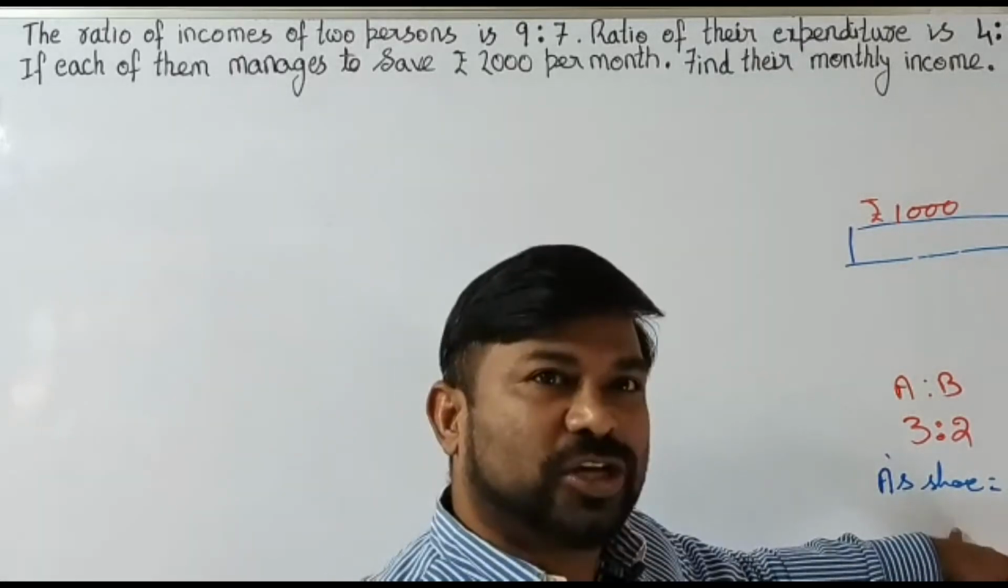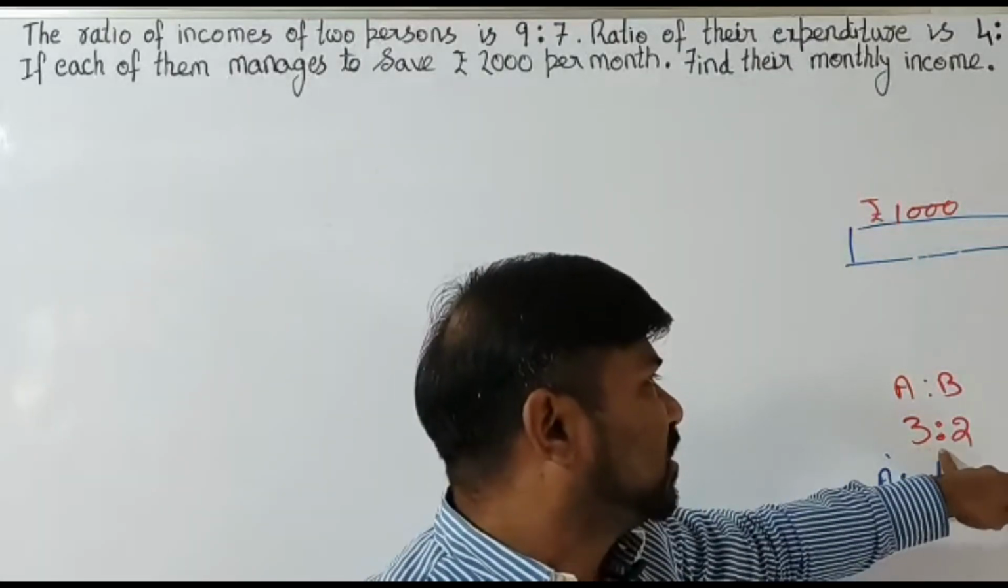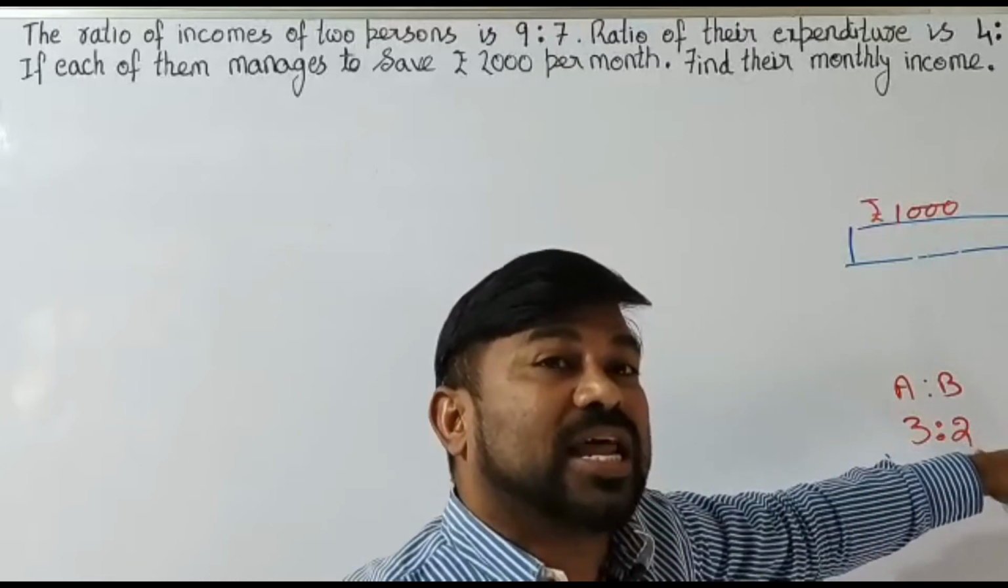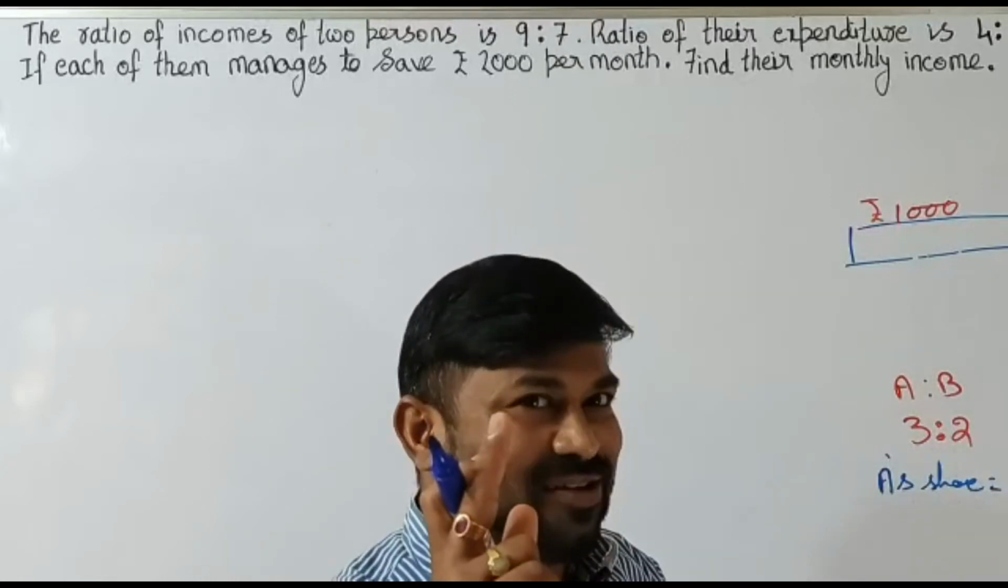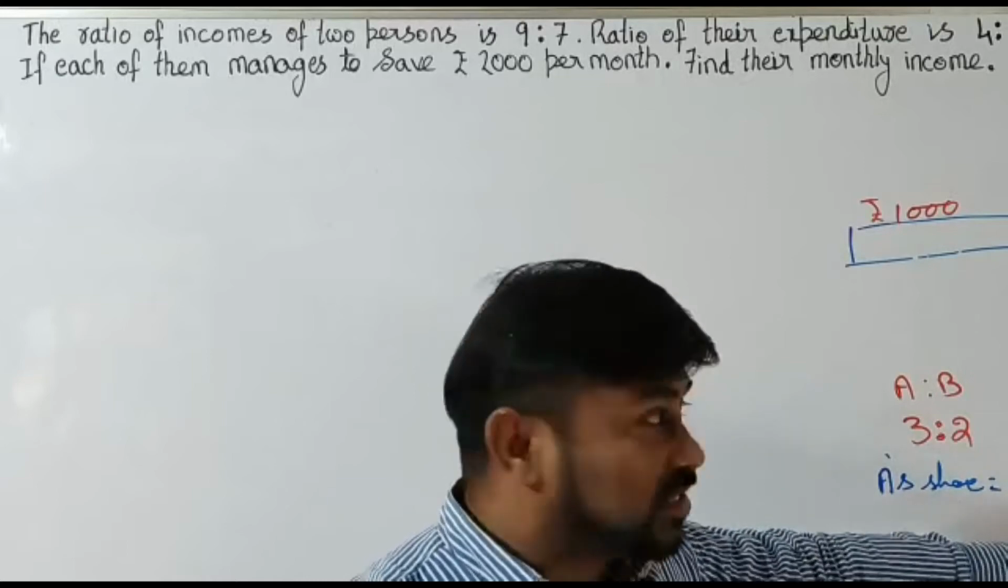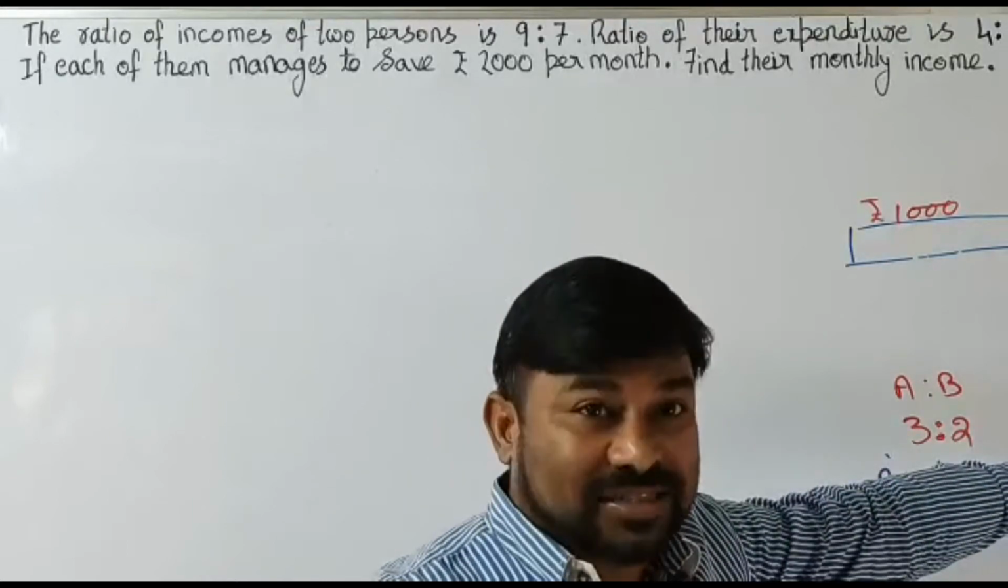Okay, what is A's share? Right. What is 3 plus 2? Totally how many shares are there? 3 plus 2, 5, right? Out of 5 parts, A is getting 3 parts. That's the meaning of that.